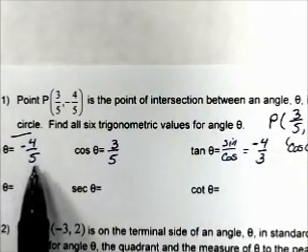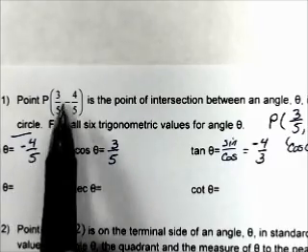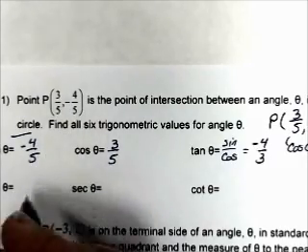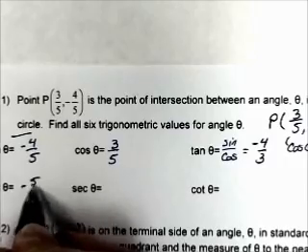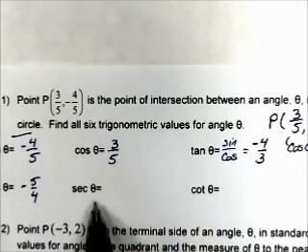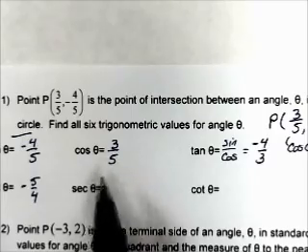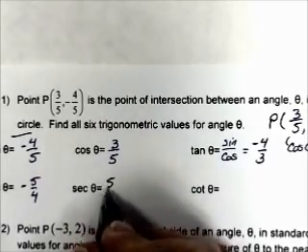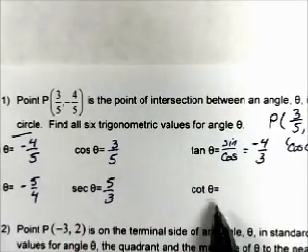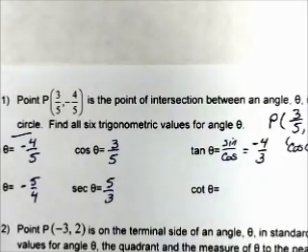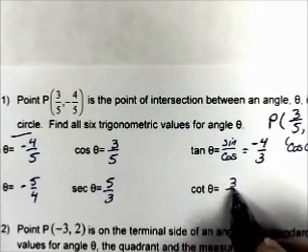Cosecant is the reciprocal of sine, so if sine is -4/5, cosecant would be -5/4. Secant is the reciprocal of cosine, so if cosine is 3/5, secant is 5/3. And cotangent is the reciprocal of tangent, so that would be simply -3/4.